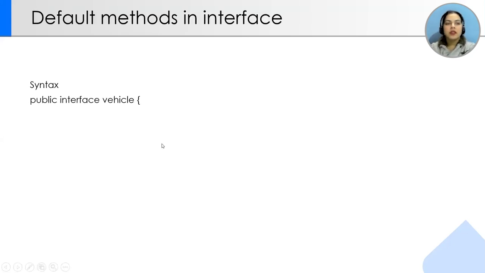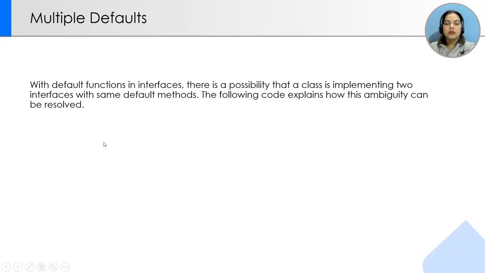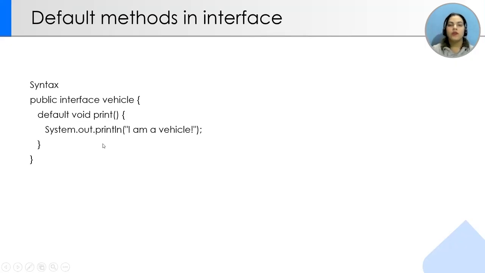For example, here is the syntax. We have an interface named Vehicle, of type public, and it has a default method void print. The definition of this default method is that we print System.out.println("I am a vehicle"). Now, there is a class which wants to implement this interface. That particular class can change the working or the definition of this method. This is the benefit of having default methods in the interface.